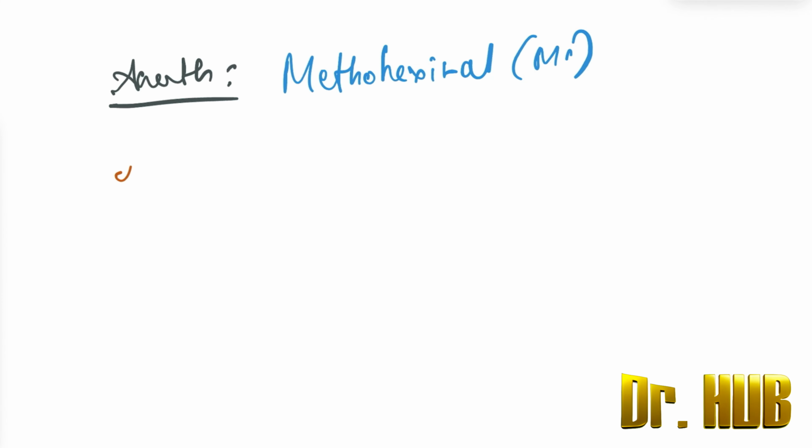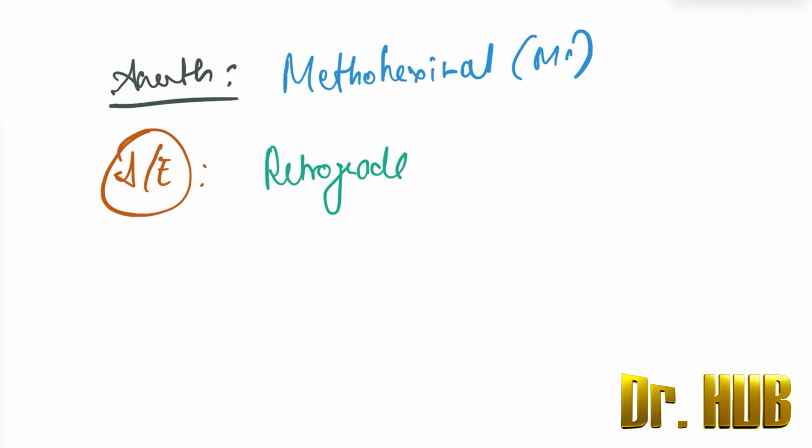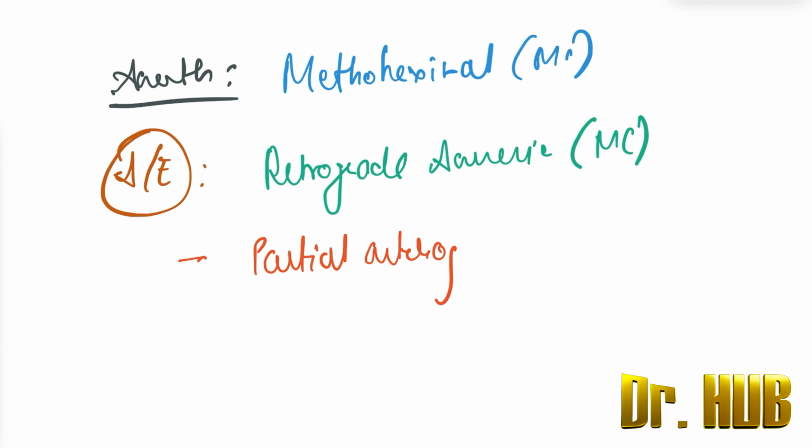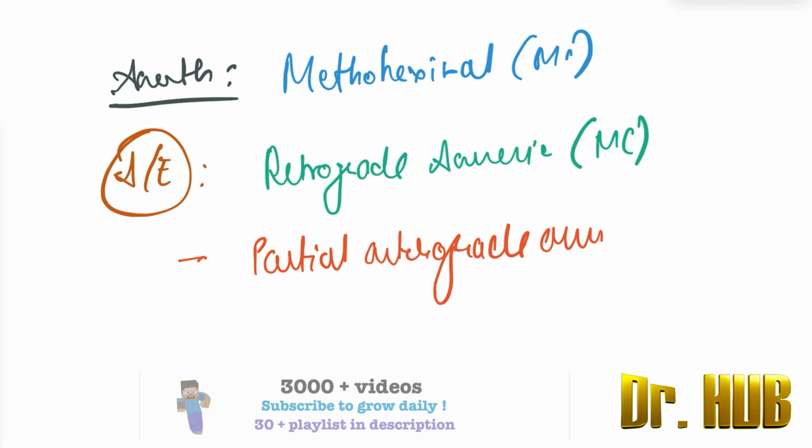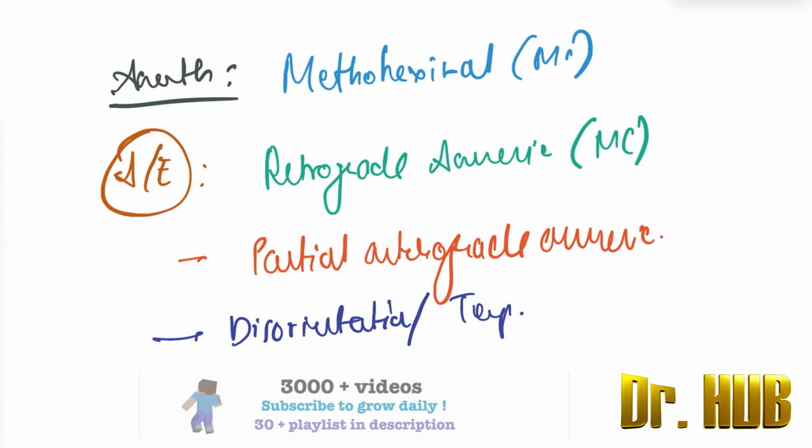Now we are looking at some adverse effects of this ECT. The adverse effect is that it can lead to retrograde amnesia. Retrograde amnesia is the most common. Then there can be partial anterograde amnesia. There can also be disorientation as well as a temporary headache.